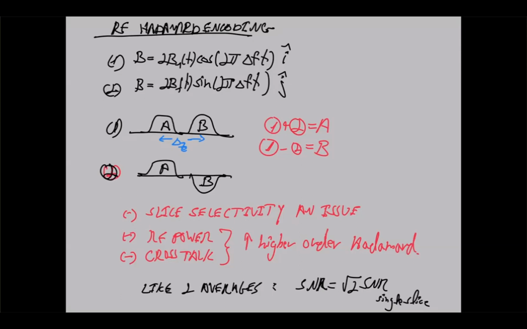Now, the downside of doing this is slice selectivity is an issue. So you really can't get thinner slices. You get 2 slices kind of for free, or it's not really for free. This still requires double the scan time, right? It also increases your RF power. The bandwidth now of the RF is increased. If the bandwidth of the RF is increased, it also means more RF power. And there might be some crosstalk, because don't forget, this one has a ripple and this one has a ripple, and they'll ripple into each other. So that could also be an issue.